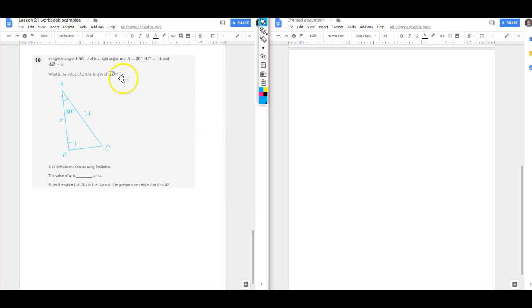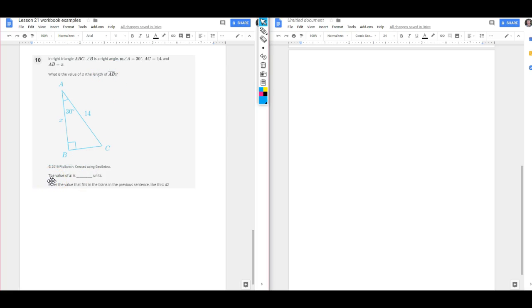Okay, lesson 21, workbook question 10. In right triangle ABC, angle B is a right angle. Measure of angle A is equal to 30 degrees. AC is equal to 14 degrees, and AB is equal to X. What is the value of X, the length of segment AB?